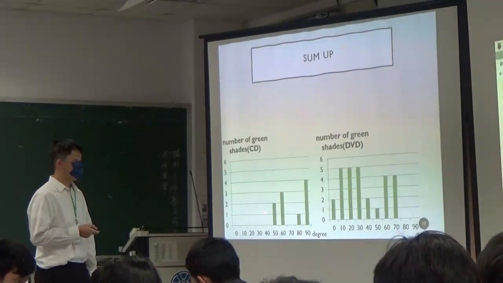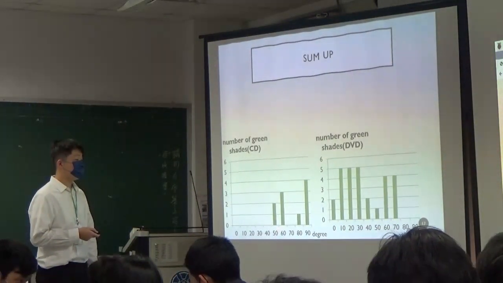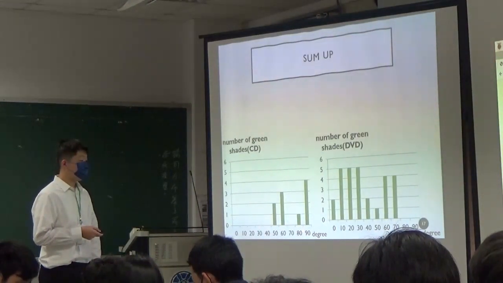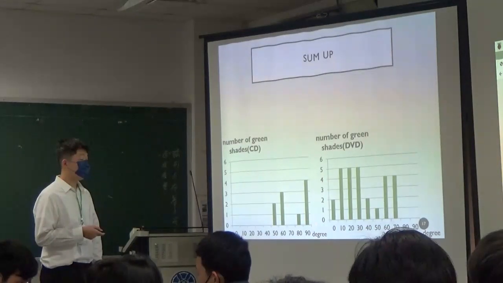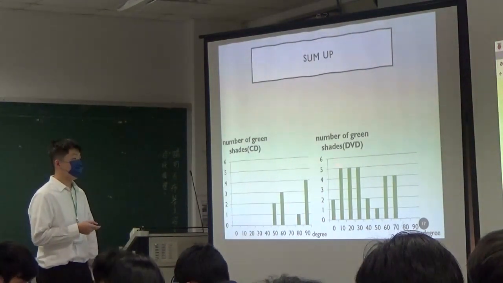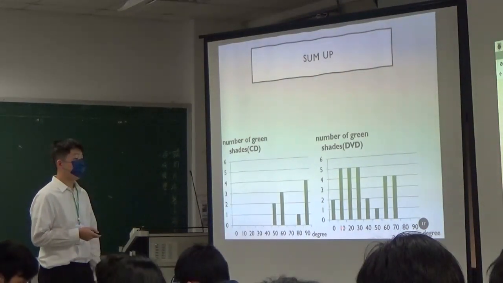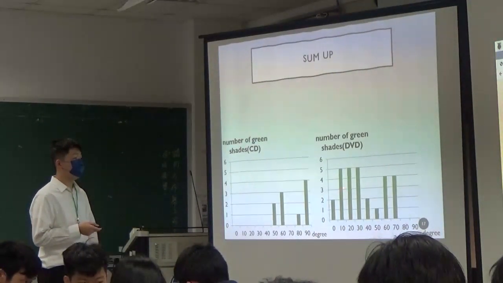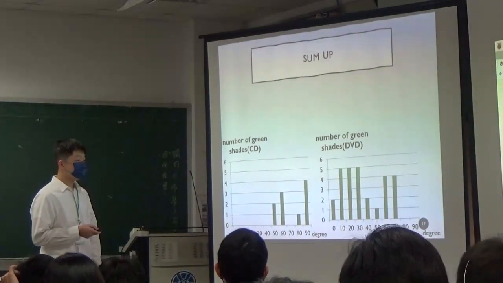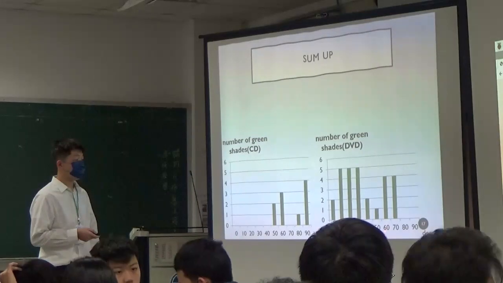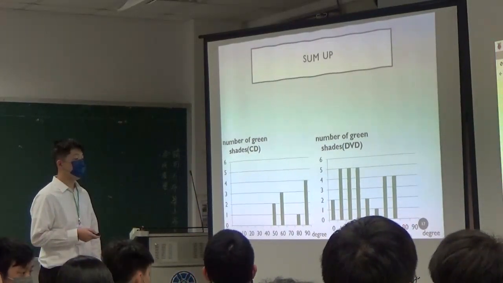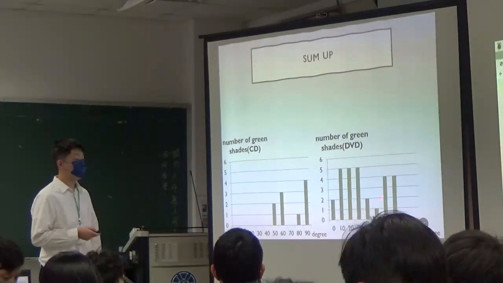And you can see here at 50 to 60 degrees, and 90 degrees, there are most of the green color shown up on the CD. And for the DVD, in the 10 to 30 degrees, there are most of the green color shown up here. But there also shows up at 60 to 70 degrees. But in 80 to 90, there is no green color shown up on the DVD.